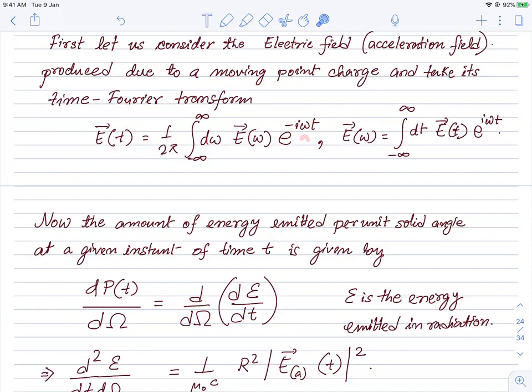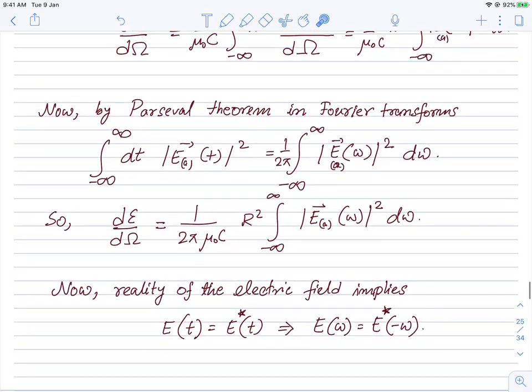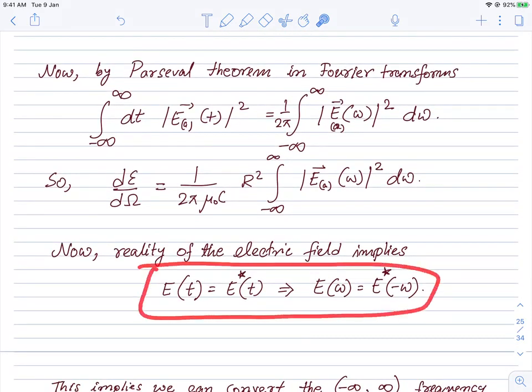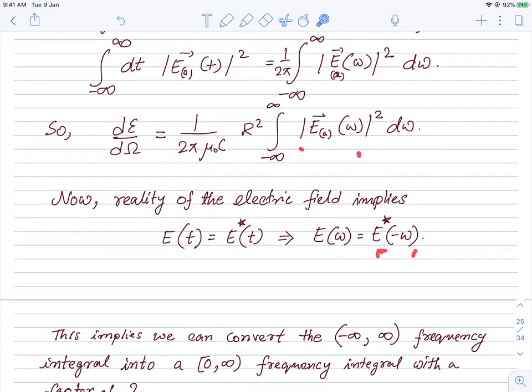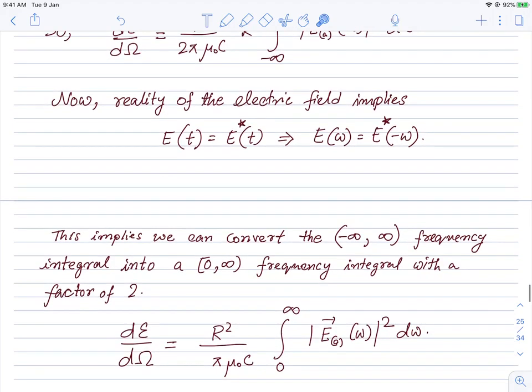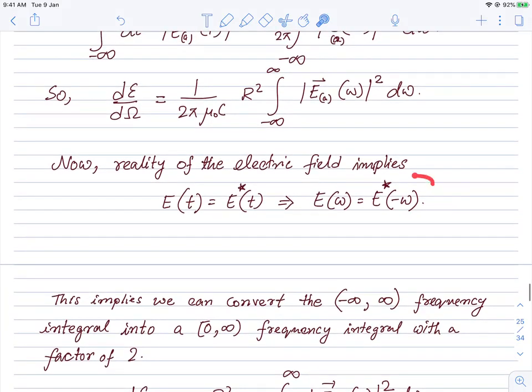Then you can do a variable redefinition, omega to minus omega, and you will see that this is given by the Fourier transform of E. This result just follows if E is real. So I'm saying this result follows from the reality of E, and you can just take a star of the Fourier transform to see that this result is true. So E of omega times E star of minus omega is equal to E of omega times E star of omega.